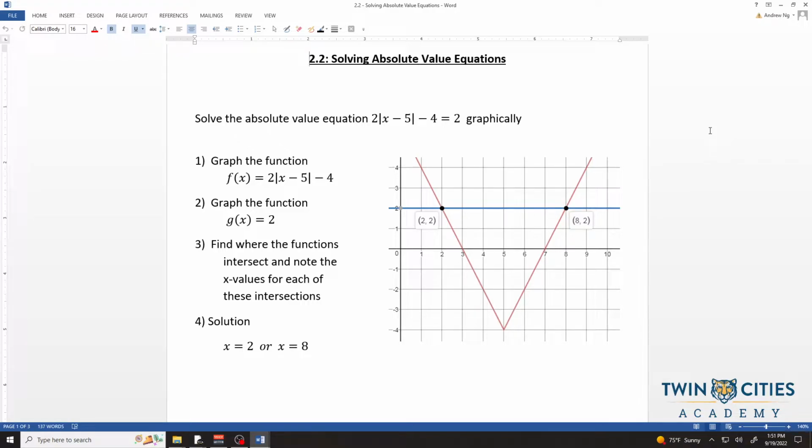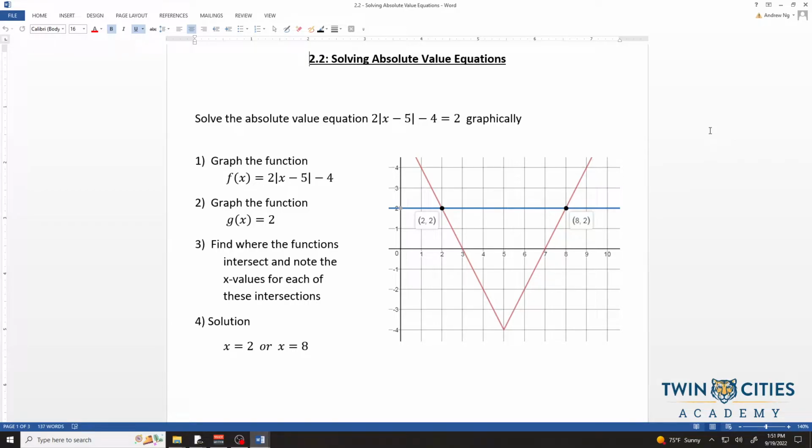5 minus 4 equals 2. And I want to solve this graphically. So what I'm going to do here is open up a graphing calculator or some other graphing utility such as Desmos. And then I'm going to graph the left side and the right side independently. So I'm going to do this on different lines.